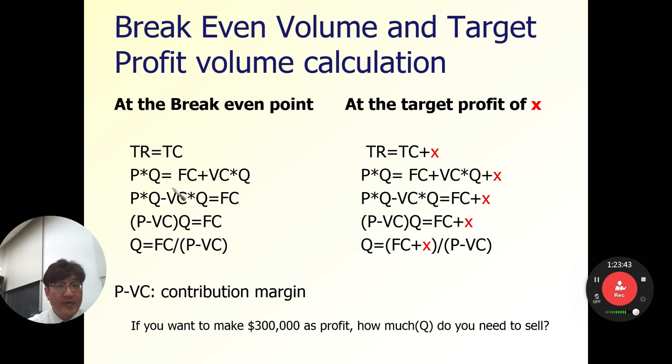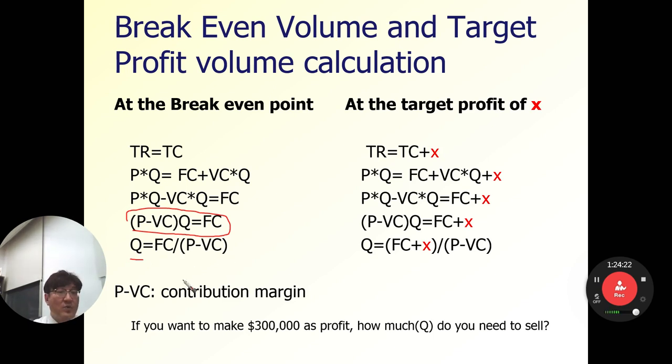Then you rearrange. You just move this term over here. Then P times Q minus BC times Q equals fixed cost. You pull this Q out of the parentheses, then you rearrange the equation like this. Then to calculate the break-even quantity, you only divide the fixed cost by P minus BC. Then you will calculate the break-even quantity.